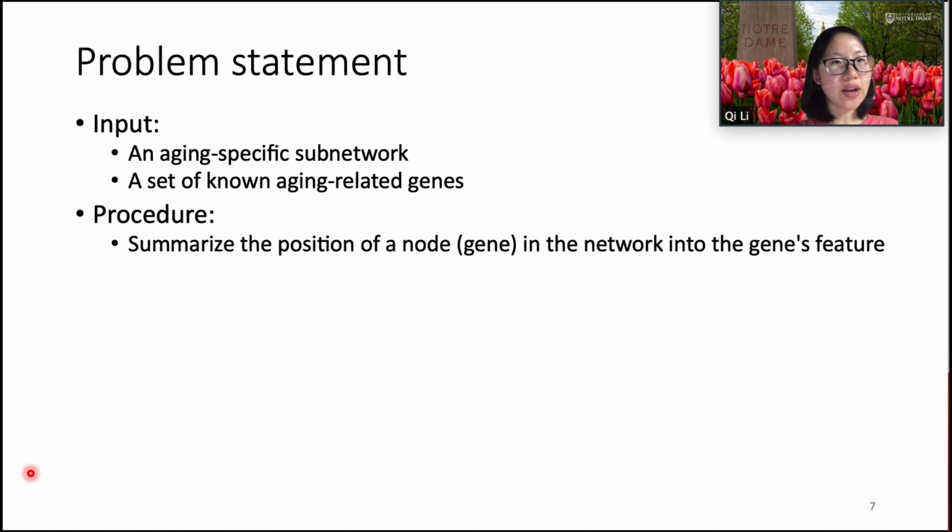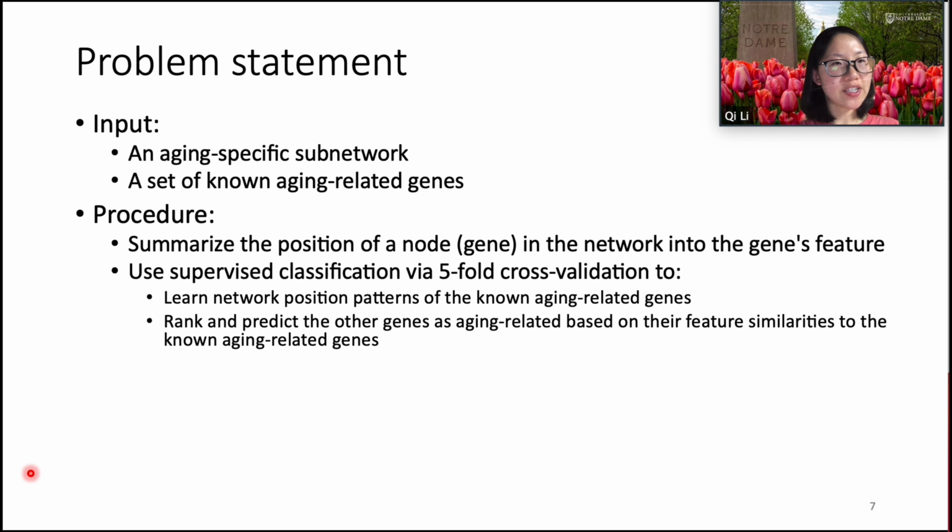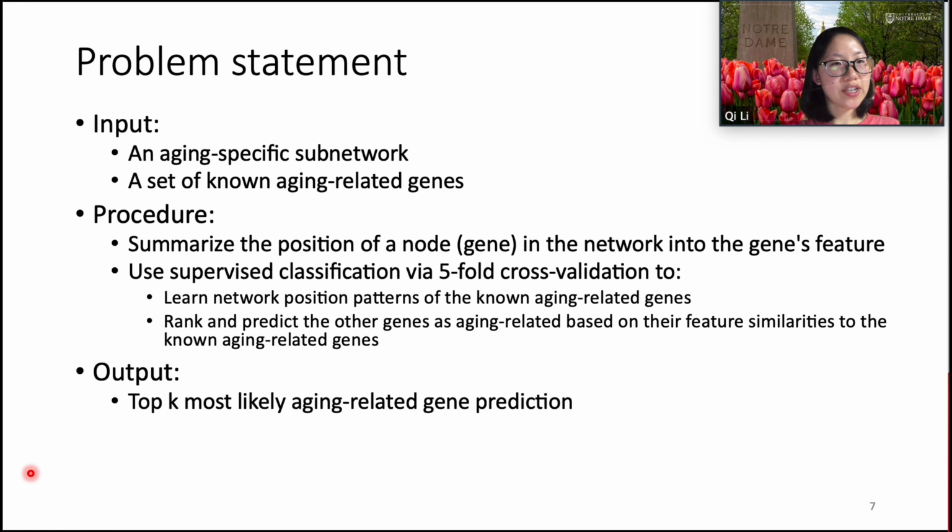The problem statement here is, given an aging-specific subnetwork and a set of aging-related genes as input, we first summarize the position of a node in the network into the gene's feature. Second, we use supervised classification via five-fold cross-validation to learn network position patterns of the known aging-related genes and rank and predict the other genes as aging-related based on their feature similarities to the known aging-related genes. Then, we predict top K genes as aging-related.